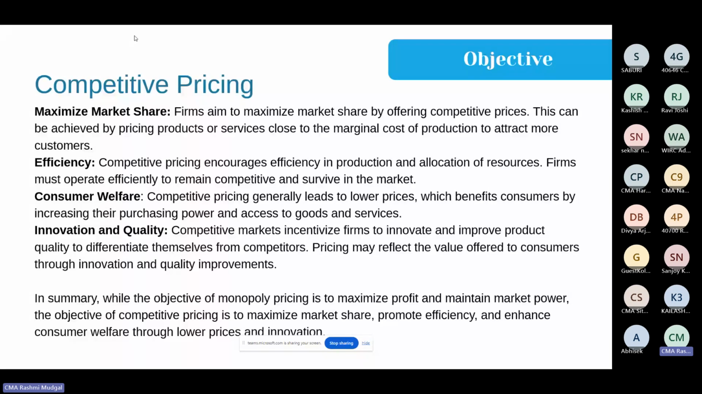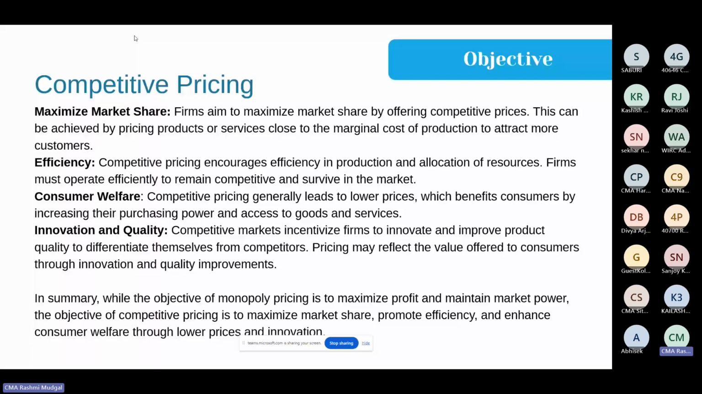This can be achieved by pricing the product and services close to the marginal cost of production. So we read about marginal cost in yesterday's webinar, and we have studied marginal costing, why it is necessary. But here in competitive pricing, we have to sell the product at marginal cost, so that in the long run, we are able to get our fixed cost also returned.